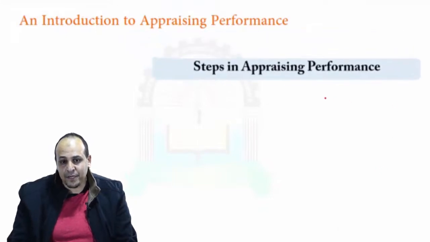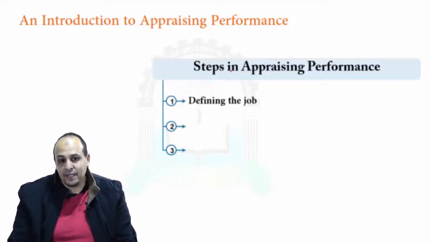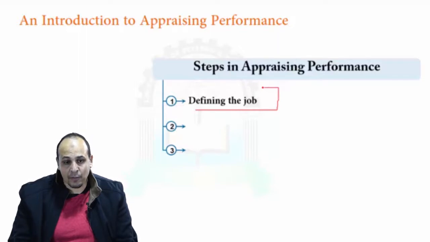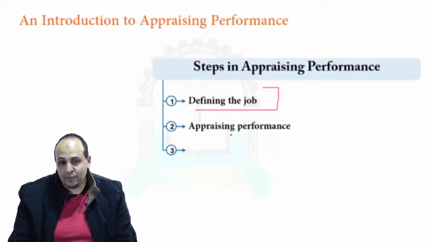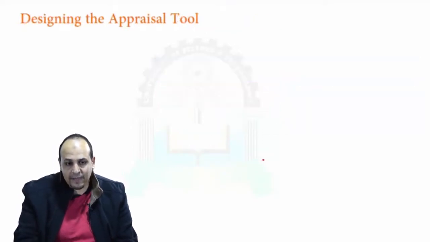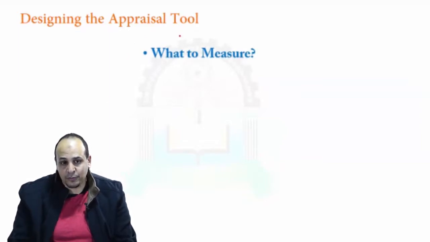Now, what are the steps in appraising performance? We said before we have three main stages. The first one is you define the job here. It's important for the supervisor or the appraiser to know the job, the requirements of the job, responsibilities, for example, kind of relationship, etc. Second one is to do the appraising of performance, fulfilling the task, and finally providing feedback. Now we will take them here using the kind of tools, designing the appraisal tool. So what do we actually measure as we talk about the performance of employees?